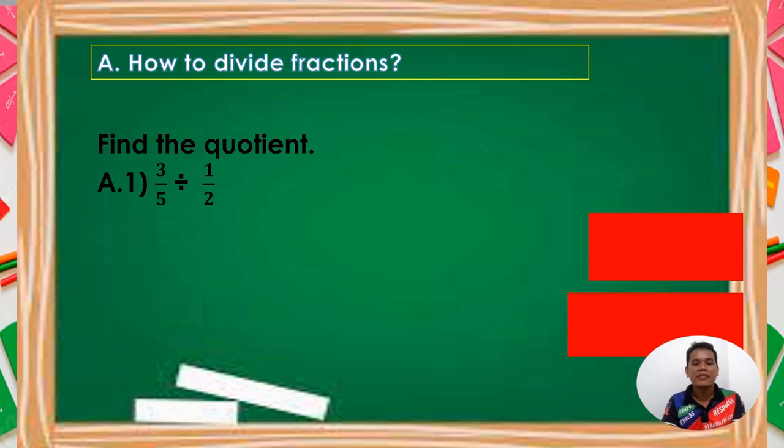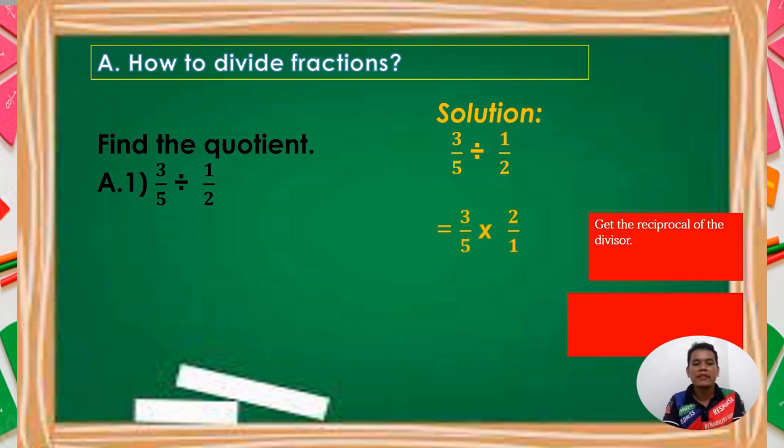How to divide fractions. Meaning, we're going to divide fractions in the form of a over b divided by c over d. Example, 3/5 divided by 1/2. How are we going to solve that one? First, get the reciprocal of the divisor. The divisor is 1/2. So how do we get the reciprocal of 1/2? You simply invert. So look here, 1/2, the reciprocal is 2 over 1. We just invert, and then change the division sign into a multiplication sign.